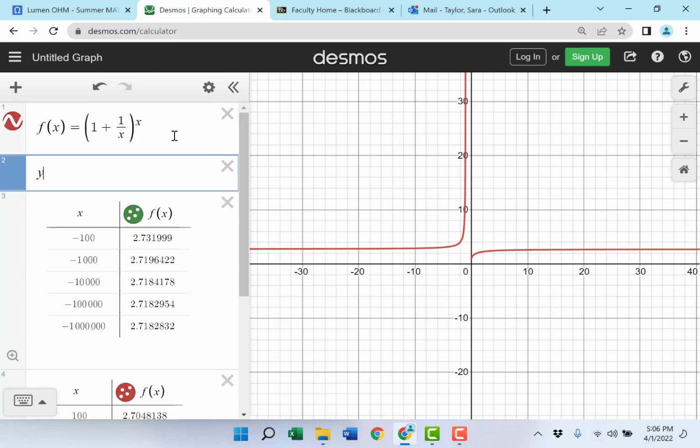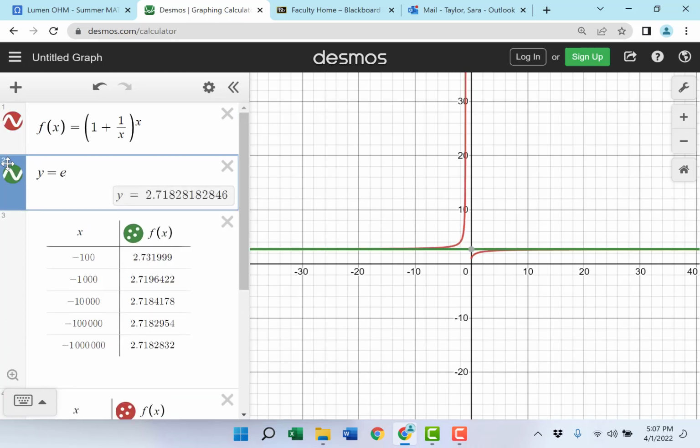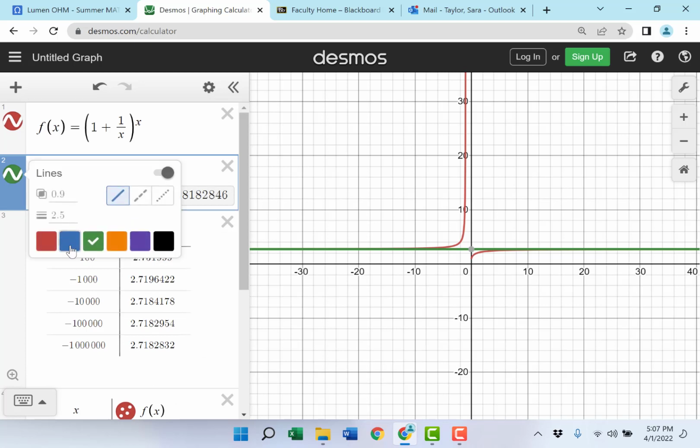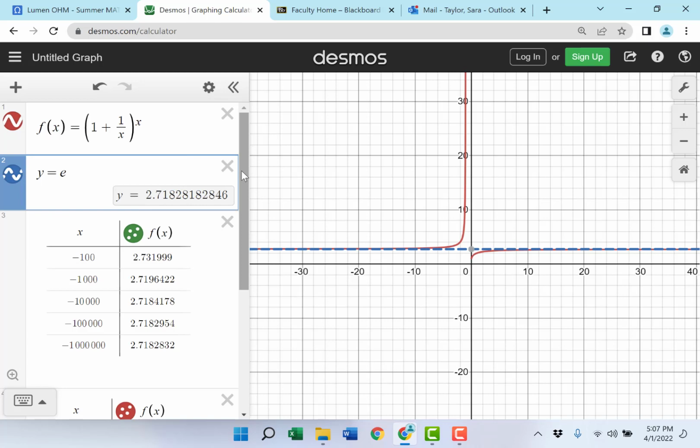So I'm going to define the horizontal asymptote of y equals e. I'll make it a blue dashed line, and we see that the graph of f of x on the left tail and on the right tail flattens out towards a horizontal asymptote of y equals e.